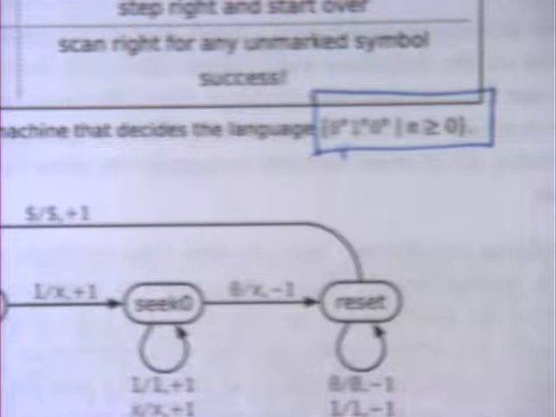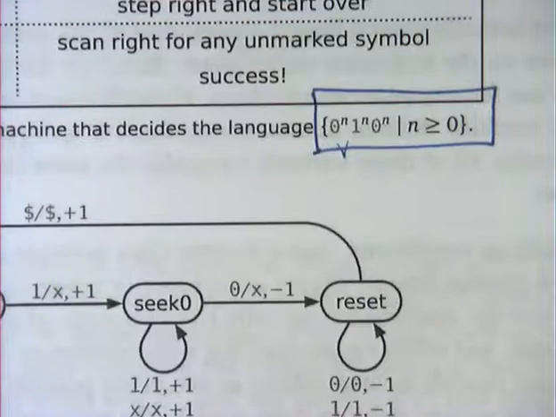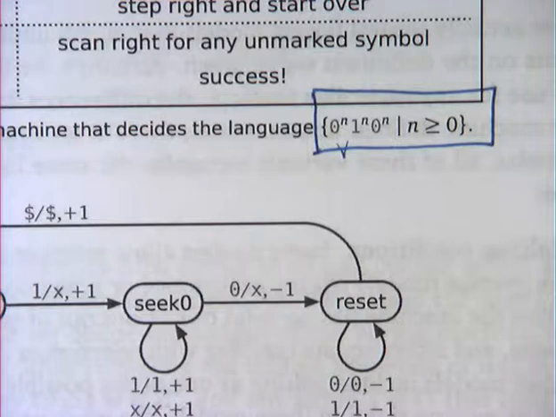0 to the n, 1 to the n, 0 to the n. Okay, so all strings composed of some number of zeros followed by exactly the same number of ones followed by exactly the same number of zeros. Now, of course, this is easy to write code to recognize.